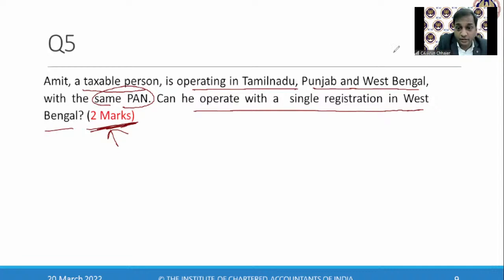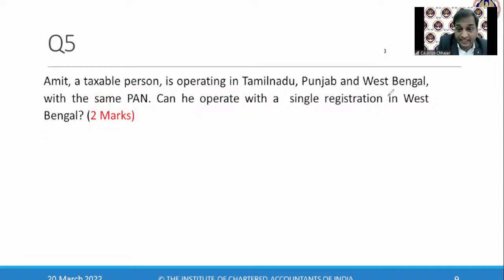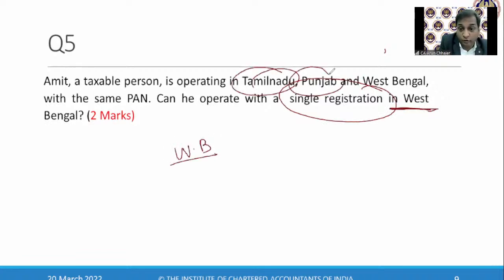My question is not the PAN number. My question is, can he operate with the single registration in West Bengal? Can he make the supply from Tamil Nadu, from Punjab, from West Bengal by using the GST number of West Bengal? My question is, Amit, the taxable person, is operating in 3 different states from where he is making the taxable supplies. Can he operate with a single registration?